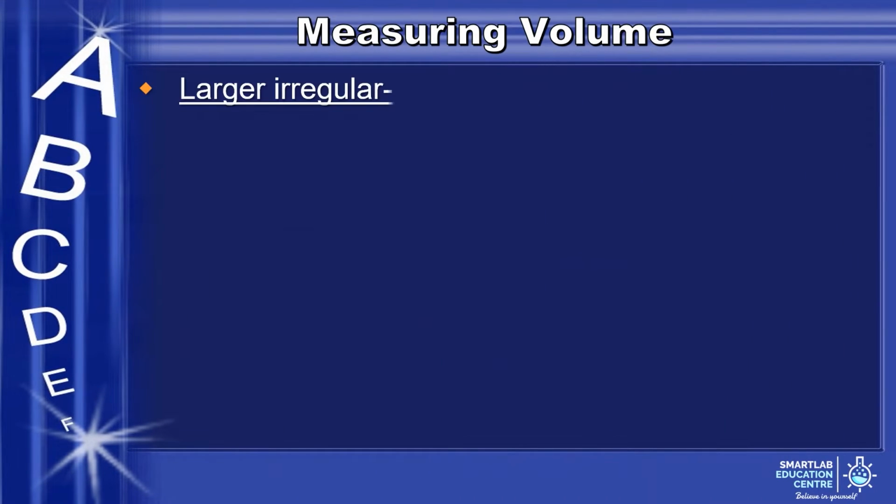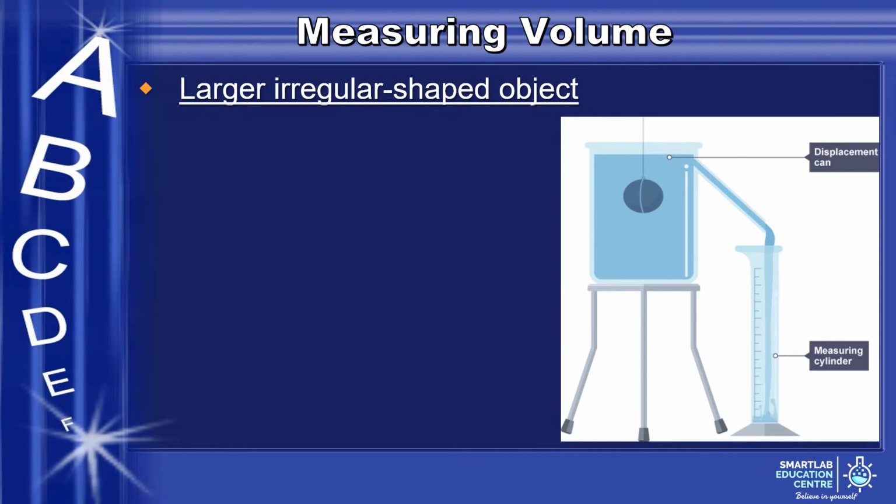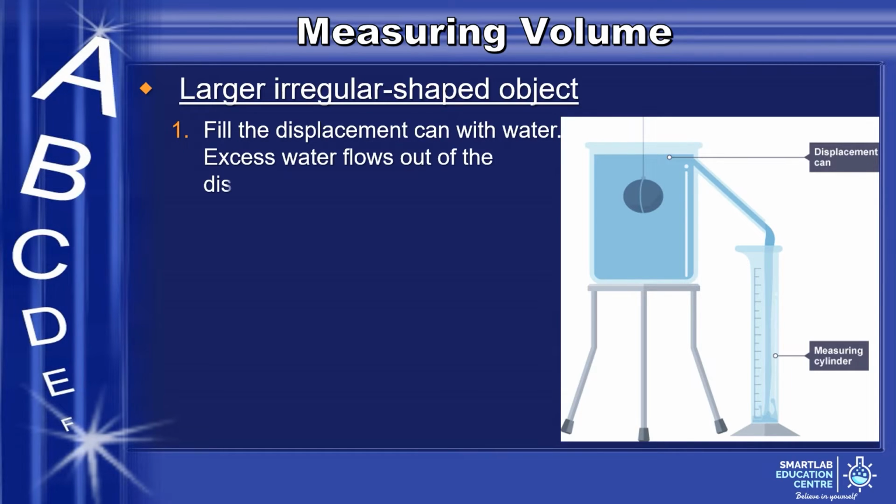For a larger irregular shaped object, we use a displacement can and a measuring cylinder. 1. Fill the displacement can with water. Let the excess water flow out of the displacement can. 2.